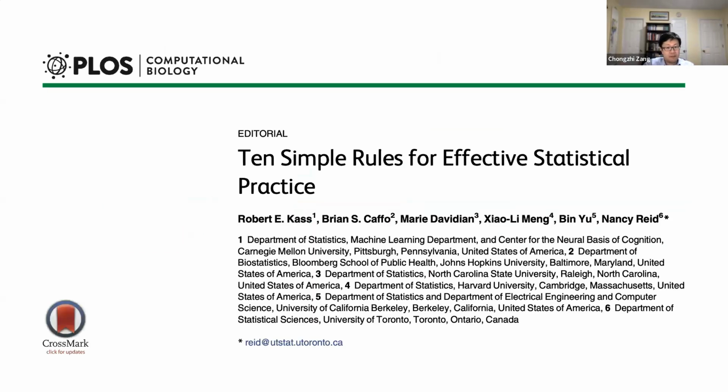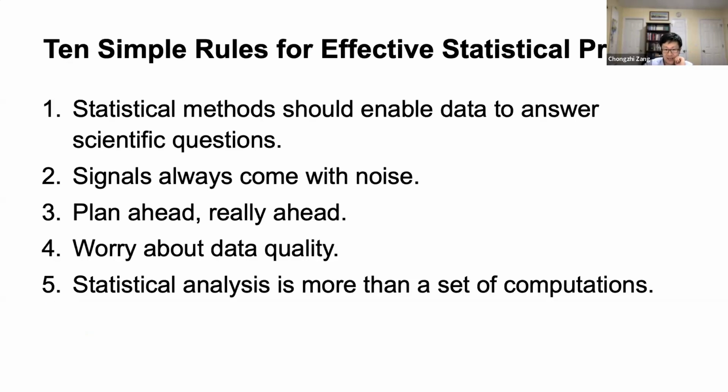And at the end of this lecture, we will just quickly go through 10 simple rules of effective statistical practice. There is a series of editorials published in PLOS Computational Biology over the years. They call it a series of 10 simple rules, so 10 simple rules for many different things. A lot of these articles are very interesting to read. So this is one example about statistical practice.